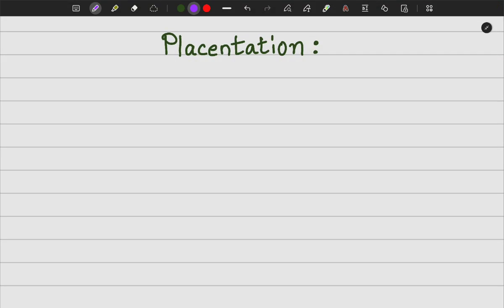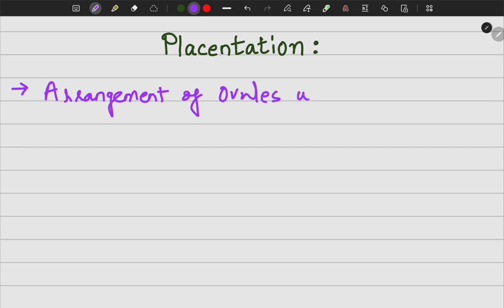In this session, we are going to study about placentation. So let us start with its definition. Placentation means arrangement of ovules within the ovary. Placentation is arrangement of ovules within ovary.